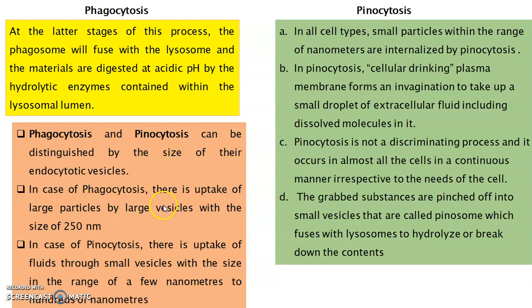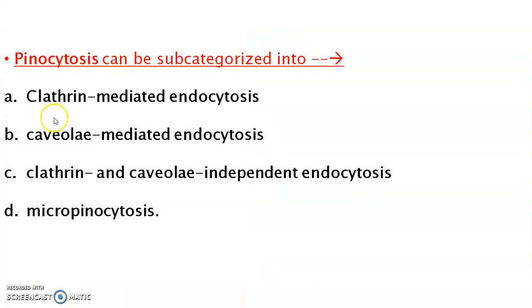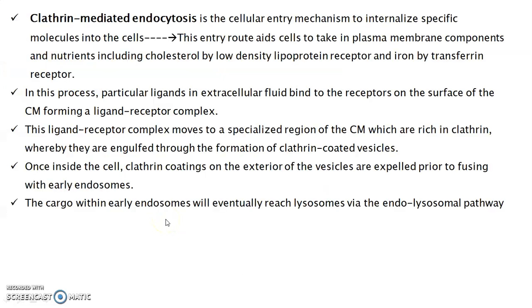In phagocytosis, there is an uptake of large particles by large vesicles in the size range of 250 nanometers, and in pinocytosis, there is uptake of fluids through small vesicles with a size range of a few nanometers to 100 nanometers only. Pinocytosis can be subcategorized into Clathrin-mediated endocytosis, Caveolae-mediated endocytosis, Clathrin and Caveolae-independent endocytosis, and Macropinocytosis.